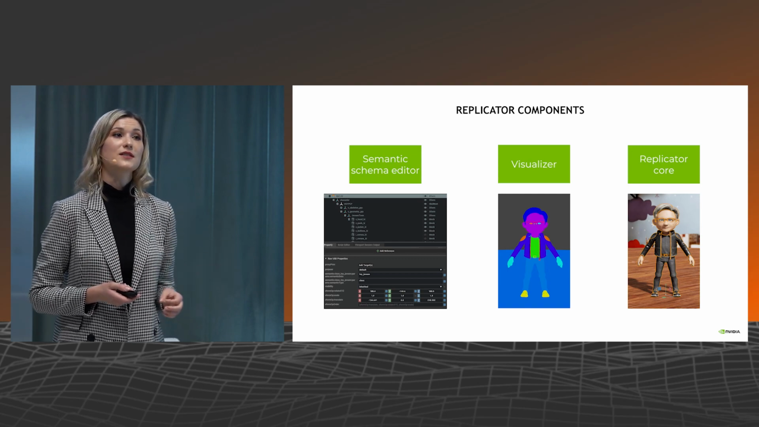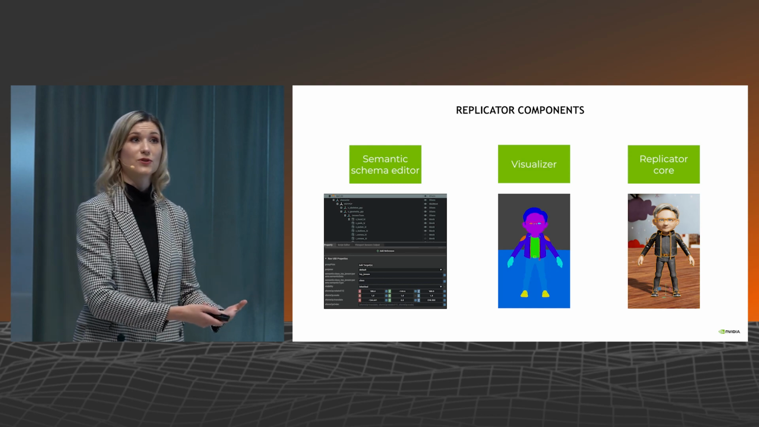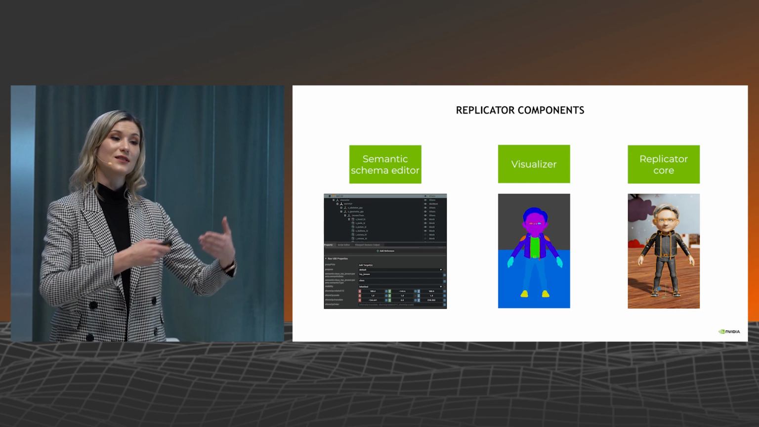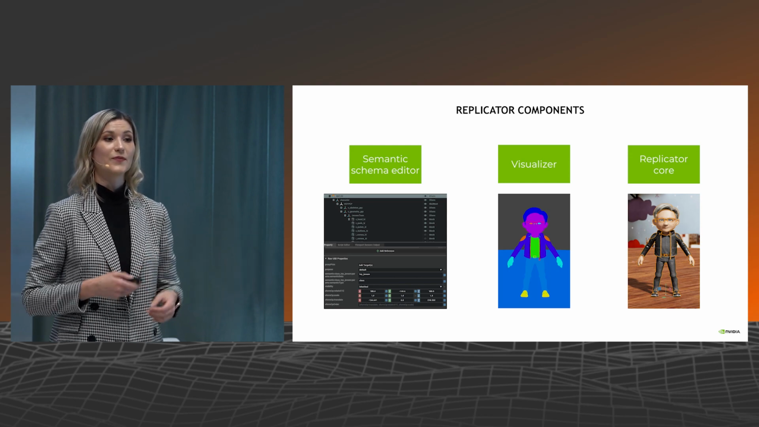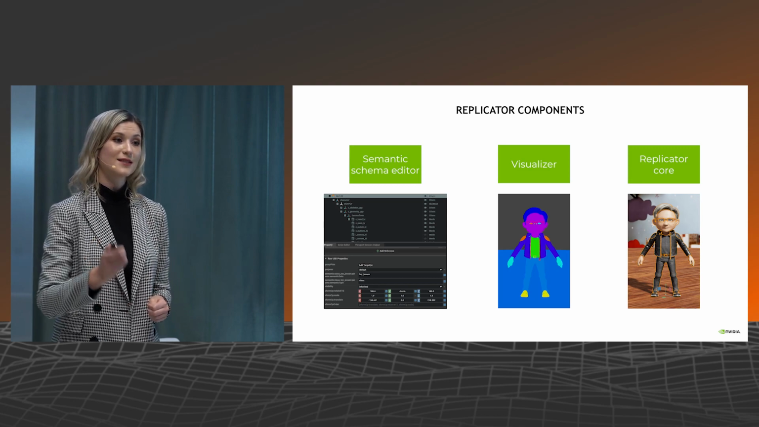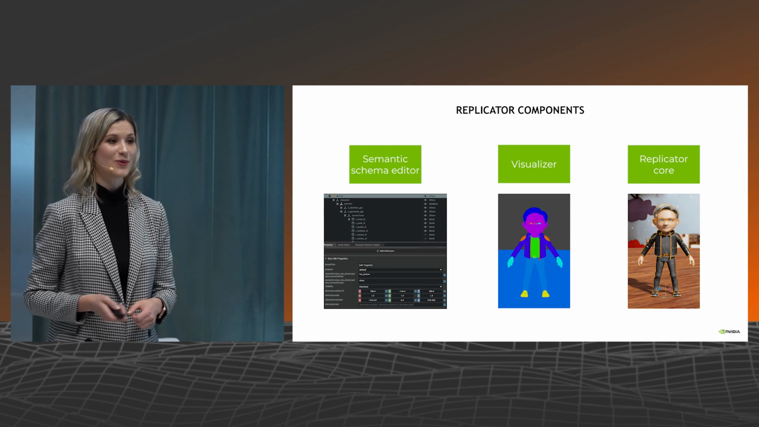We have the visualizer, which basically is used to show you the scenes which you're generating, but it can also be used to see the labels for this scene. And finally, we have the Replicator core, and let's dive deeper and see what is contained in the Replicator core.